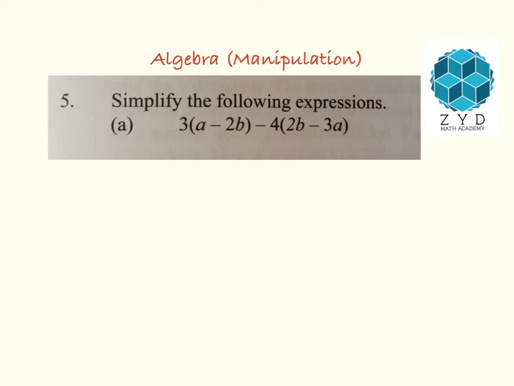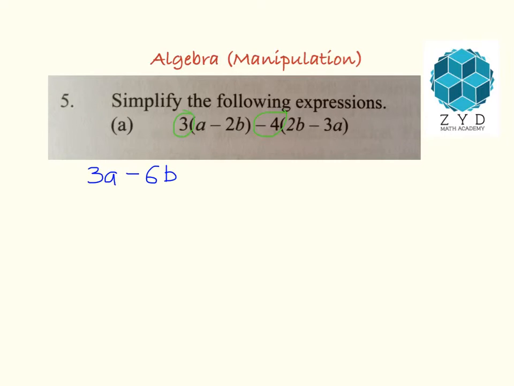Okay, the last example for algebraic manipulation is this question 5a. The difference is now we have a number outside the bracket. Okay, one is positive 3, one is negative 4. So let's see how this question is done. So a 3 multiplied by a gives us 3a, and then a 3 multiplied by negative 2b is a negative 6b. Okay, that's the first bracket.